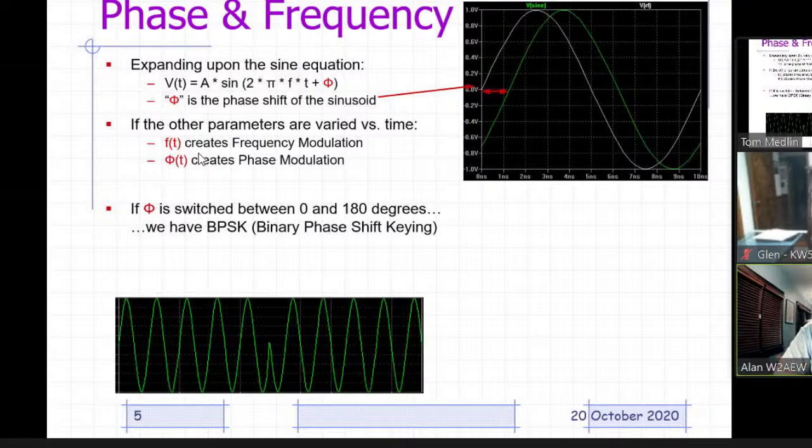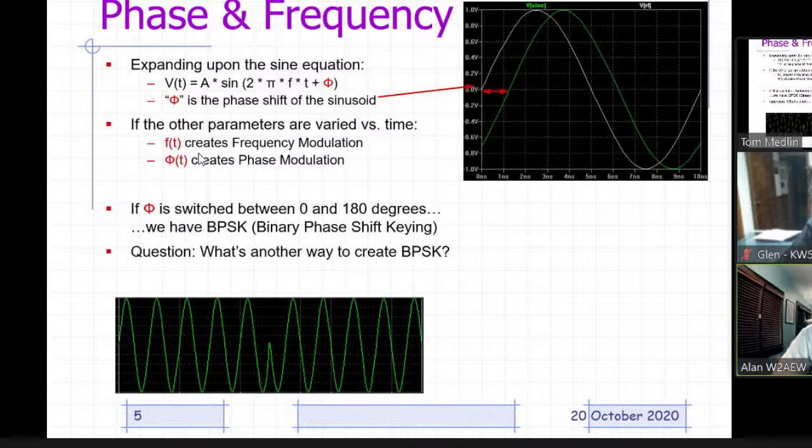If we take that phase parameter and switch it between 0 and 180 degrees, we create a digital modulation type called binary phase shift keying, or BPSK. This is often used in some of the digital modes. I've shown it very abruptly in the graphic down below, where we're just inverting the signal, which creates a 180 degree phase shift. The reality is it switches between those two phases much more slowly, but this shows you the effect of doing binary phase shift keying.